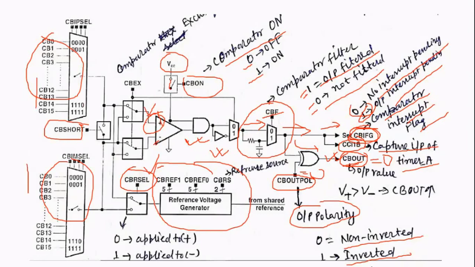In this way, if you are getting two inputs at the comparator input, what will happen? It will compare the V plus and V minus values. It will give the value of CBOUT. At the same time, it will generate the interrupt flag, which will be connected to the processor, which will indicate to the processor that the comparison is over and it will do the further work. In this way, we can conclude with the block diagram.